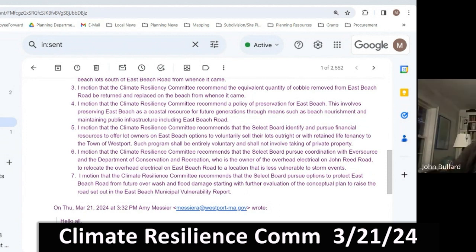Well, I think, Tony, that because it talks about and references the vulnerability report, that's already in there, plus the fact that we've already passed a motion on nourishment, and also passed a motion on return of cobble. I think you got it covered like three ways, belts and suspenders. Kevin.